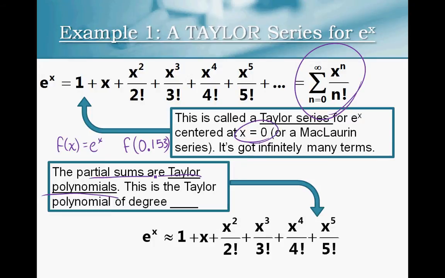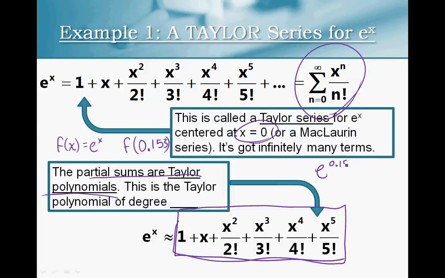Let's say maybe it has the degree 5 Taylor polynomial stored in there. And so what it does is instead of computing e to the 0.153, it goes to this Taylor polynomial and plugs 0.153 in for each of these x values. And that's a reasonably good approximation for e to the 0.153. If you need a better approximation, you take more powers of x.